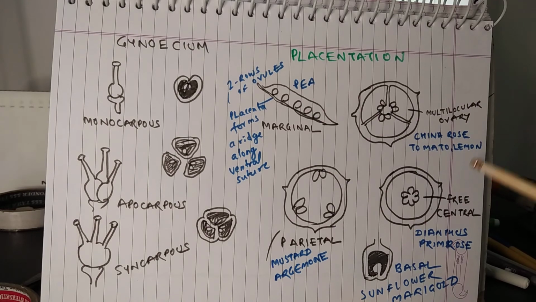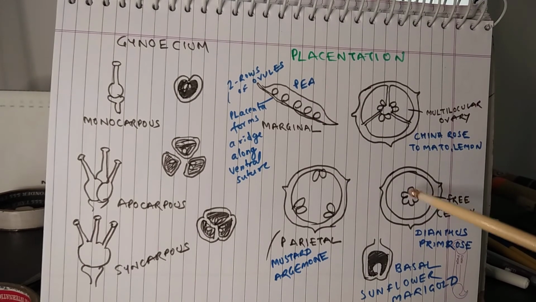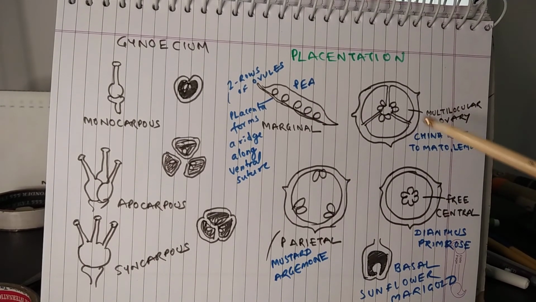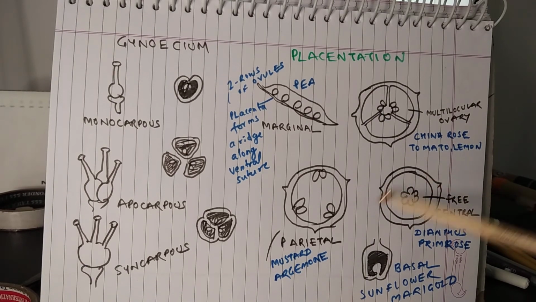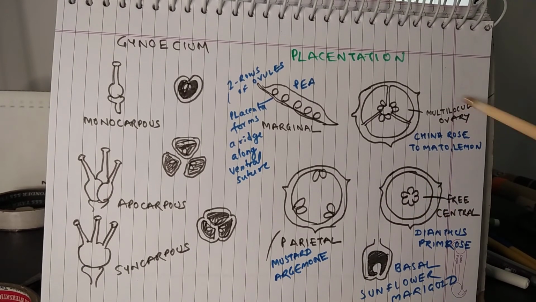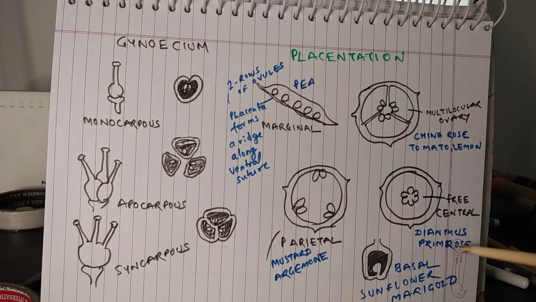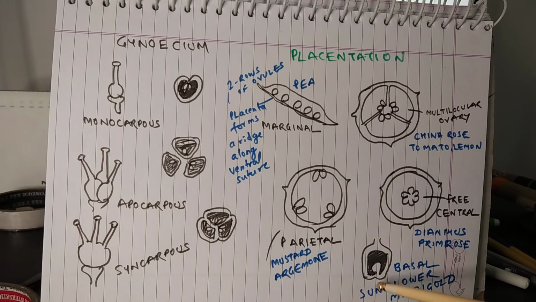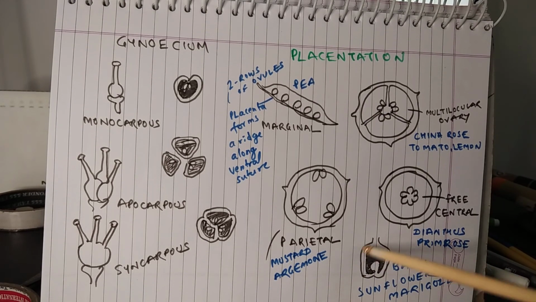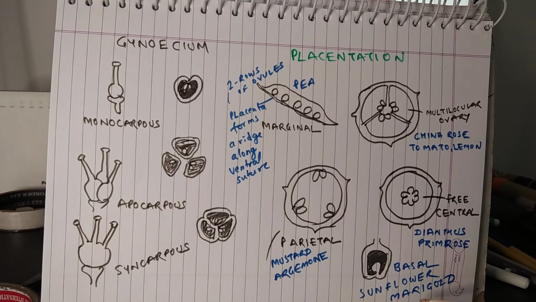In the case of free central placentation, the ovules are at the central axis, but there is no septum, there is no partition. So the ovary is not multilocular, you can say it is unilocular. Examples are dianthus, primrose. In the case of basal placentation, there is a single ovule at the base of the ovary. An example is sunflower and marigold.